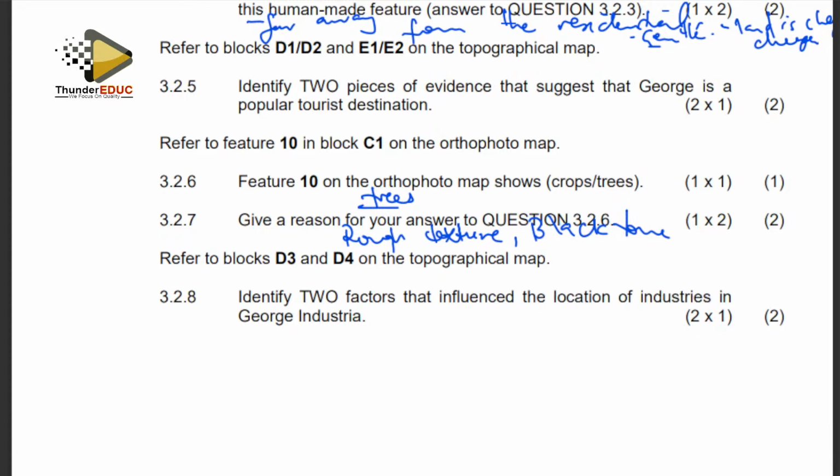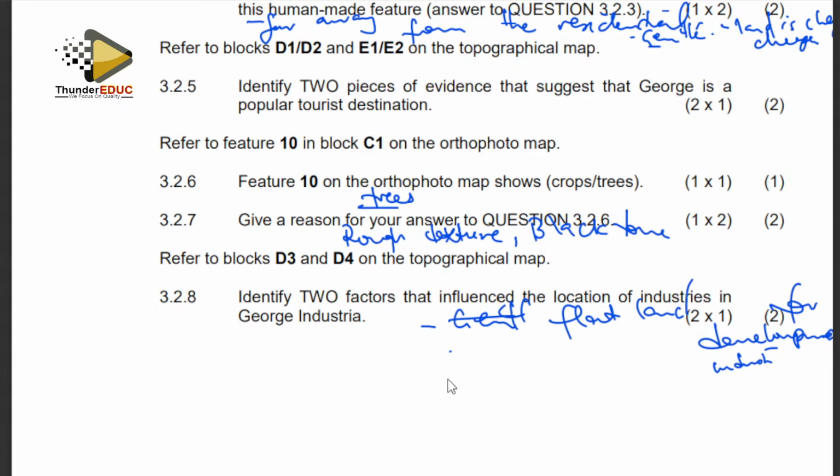Sorry, you can write the answers here, like gentle land or flat land. You can say flat land for industrial development. Remember, I told you that you don't write just flat land for industrial development. Okay, then adequate land for what? For expansion of industries. Remember, when you look at the southwest, there is a lot of land that is free.